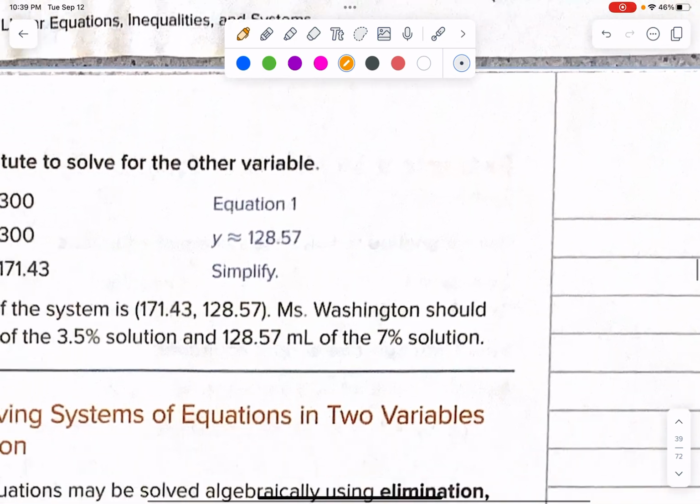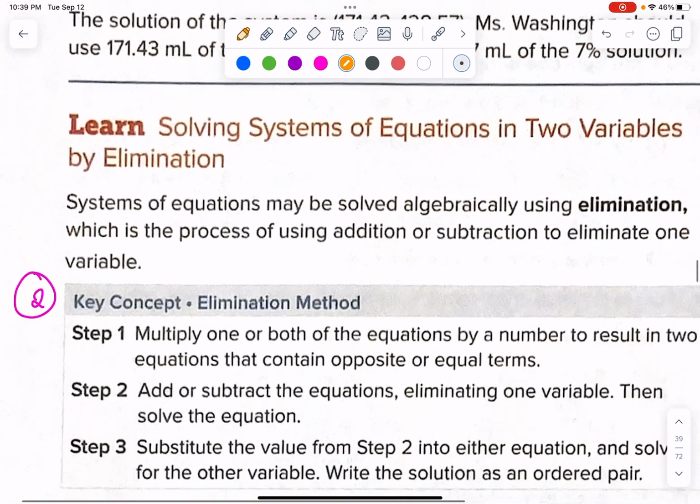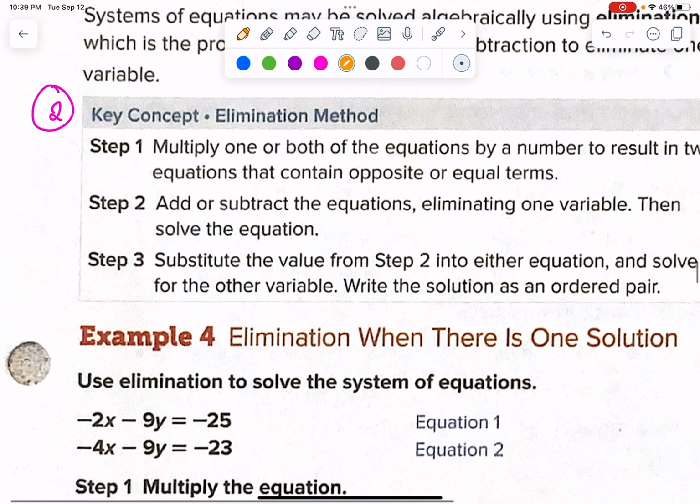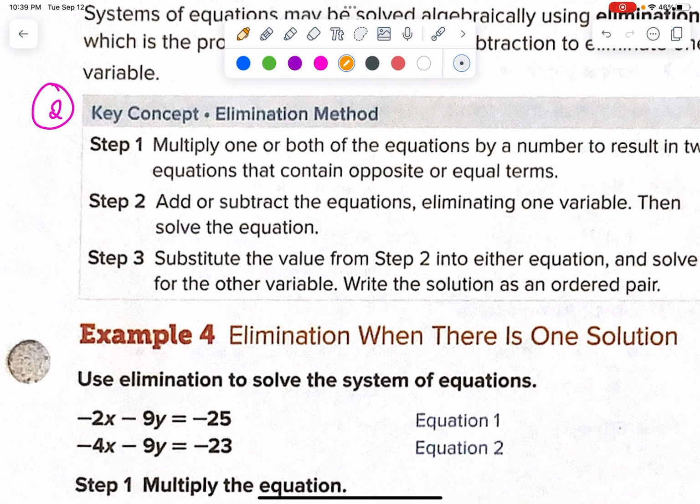Let's move right on into elimination, the elimination method. Out of the two methods, I like elimination better. I don't know which one you'll like better, but this is the one that I've always kind of been drawn to. So in the elimination method, you're going to end up multiplying one or both of the equations by a number, okay? And then you add the equations together.